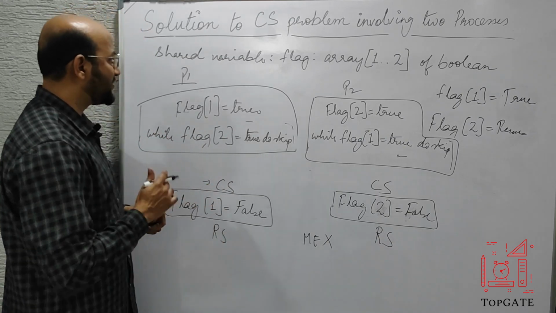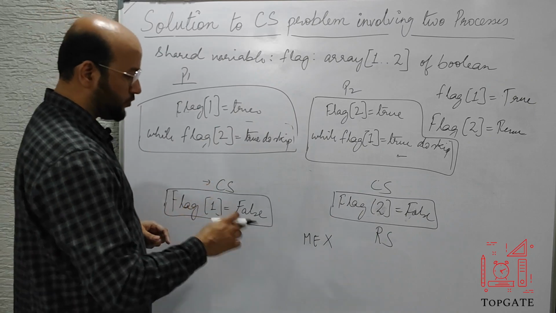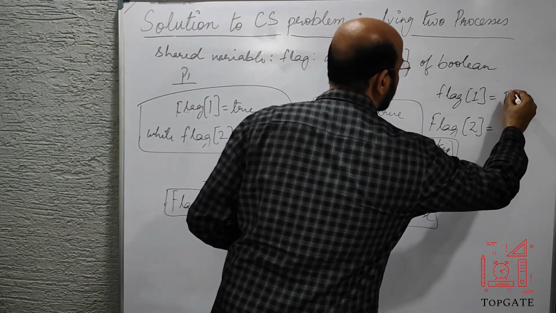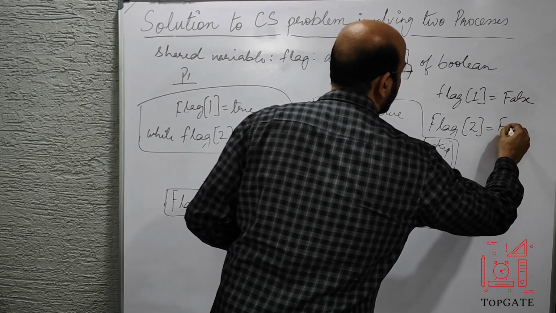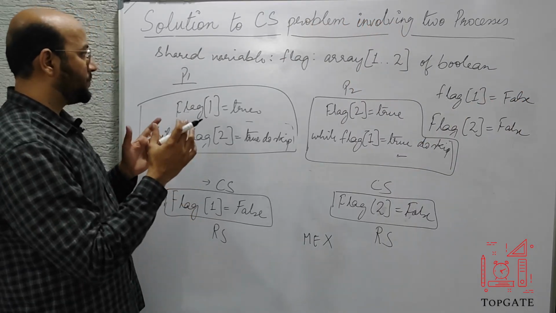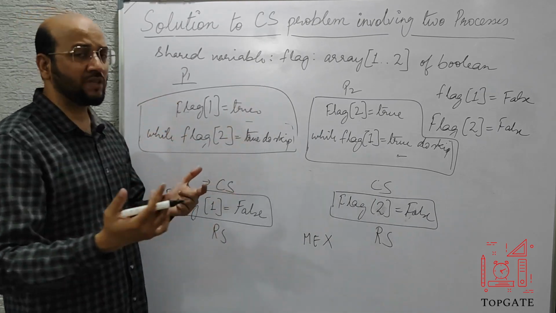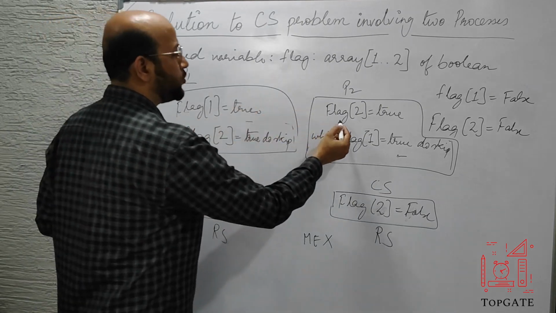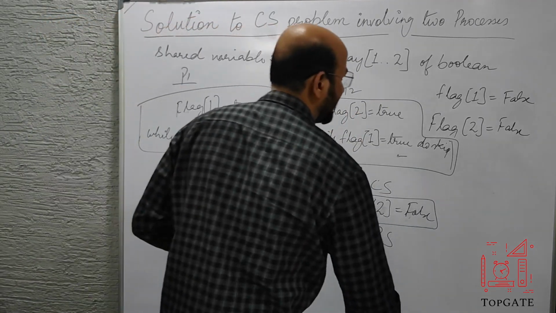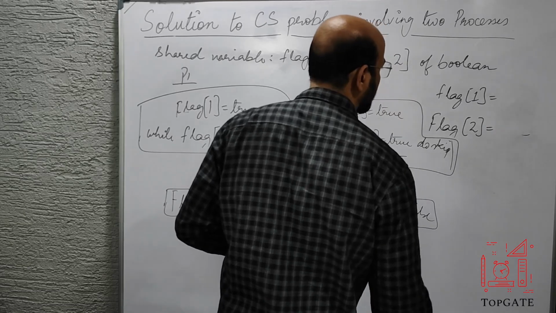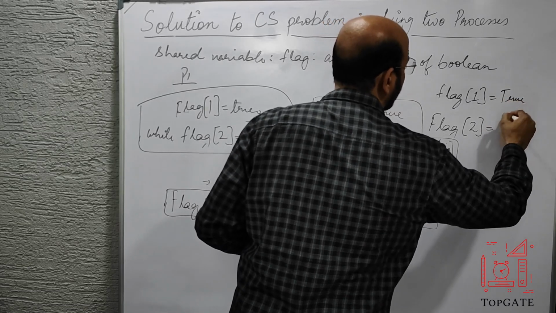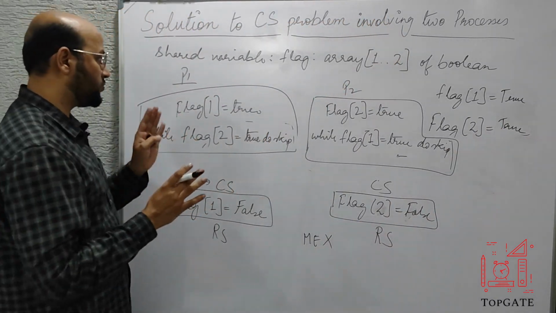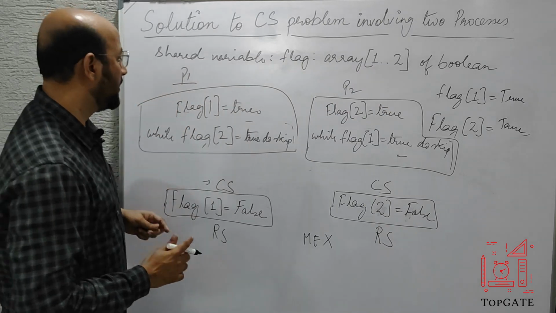Clear? Now let's take another scenario. Let's change the values first. The initial values of both the flags are set to false right now. The next scenario can be P1 and P2 both coming together. So P1, what will it do? Flag 1 is equal to true. P2, flag 2 is equal to true. So the values of both the flags will be true in the very first statement. Both are trying to execute at the very same time.